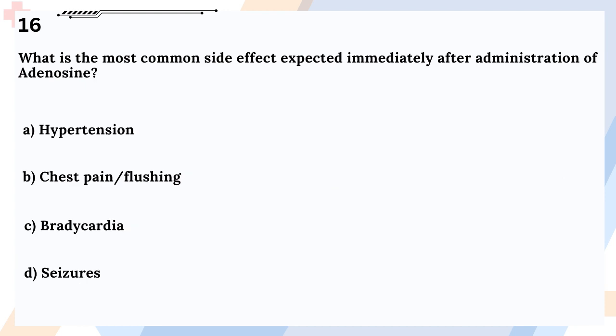Question 16. What is the most common side effect expected immediately after administration of adenosine? A. Hypertension. B. Chest pain/flushing. C. Bradycardia. D. Seizures.